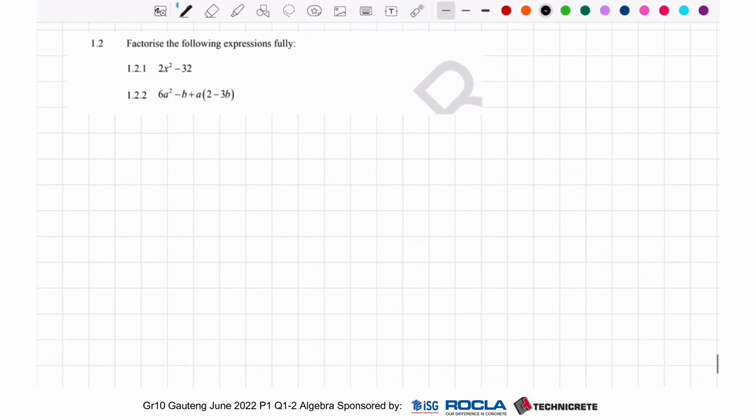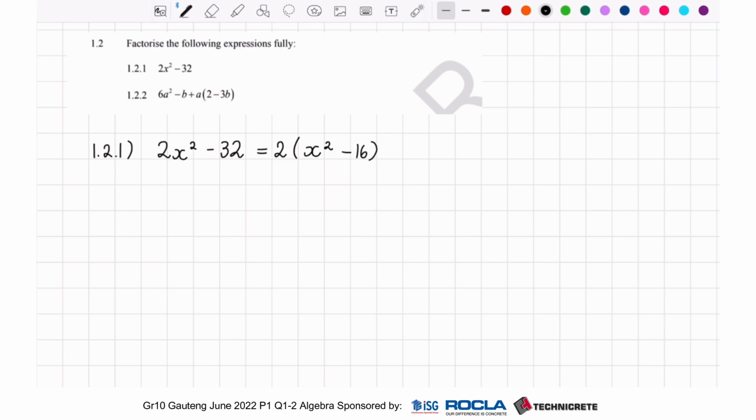Okay, then for 1.2, we're asked to factorize the following expressions fully. So for this first one, 1.2.1, we're given 2x squared minus 32. And the first thing that I recognize is that 2 is a common factor in both of these terms. So I can take out that common 2. And in my bracket, for the first term, I'm left with x squared. And for the second term, I'm left with 16.